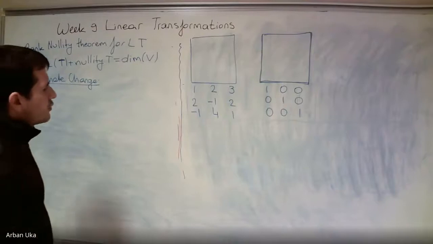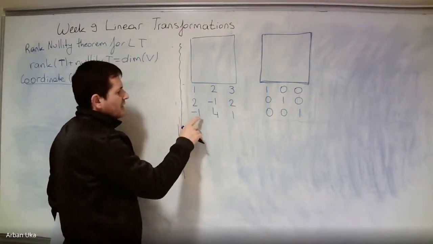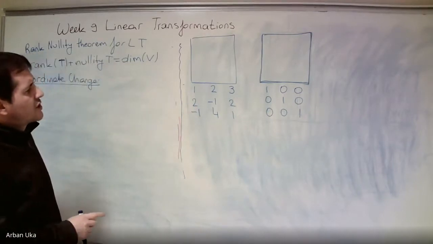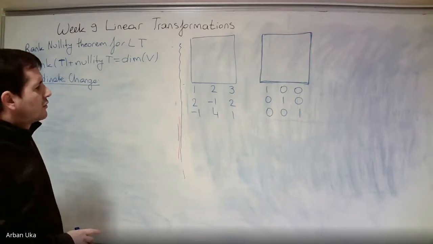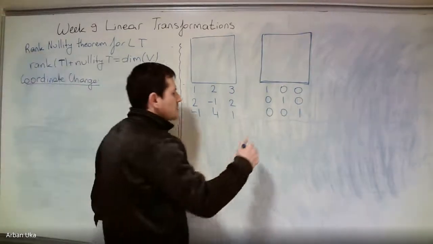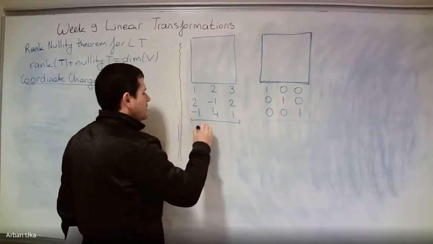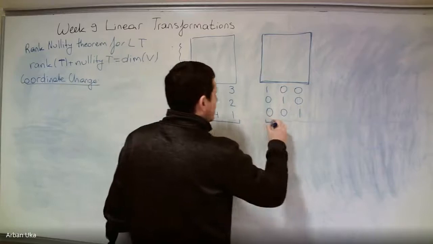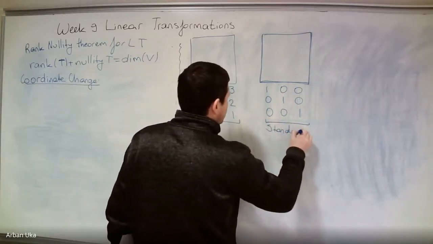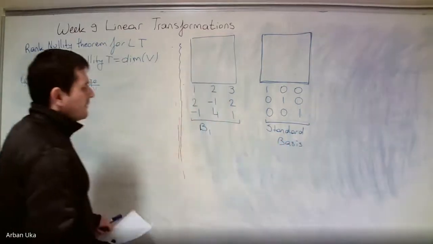The only thing that we may need to make sure that this is really a basis is to determine the determinant of this 3 by 3 matrix. If we check it, the determinant is equal to 4, so it's a good one. But let's not forget, let's consider this one basis B1, okay? And let this be the standard basis.